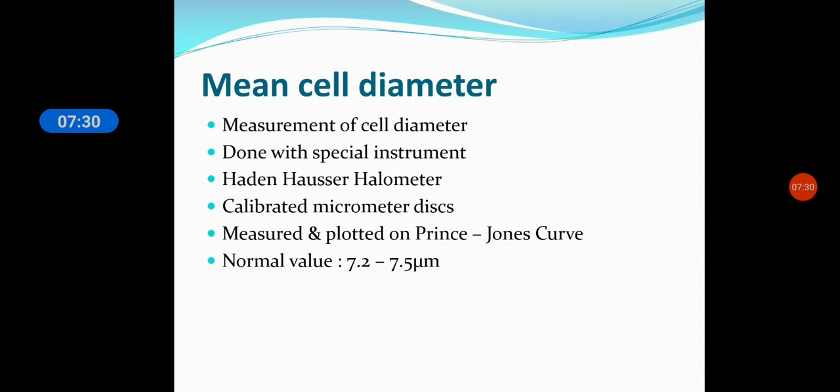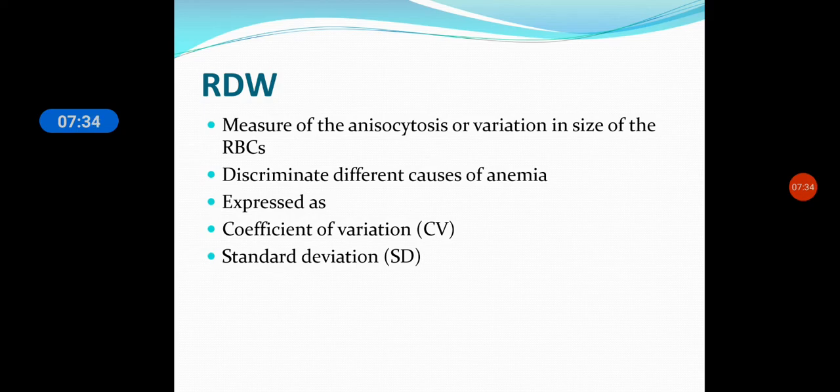Okay, this is not much of important for you. This is RDW. This is what I was talking about, RDW. Okay, so what is it? It basically measures the degree of anisocytosis. Okay, in different causes it has two variations. It is either expressed as coefficient of variation or in the form of standard deviation. Okay, these are the two forms in which RDW is expressed.